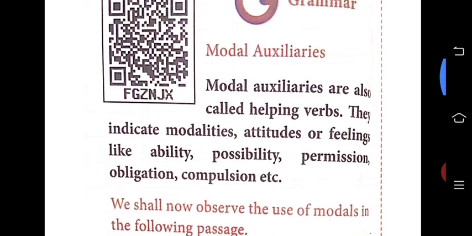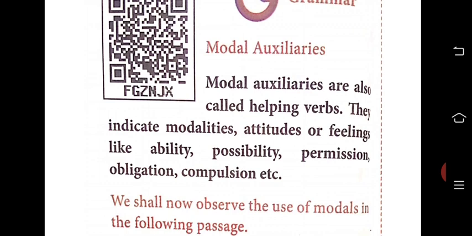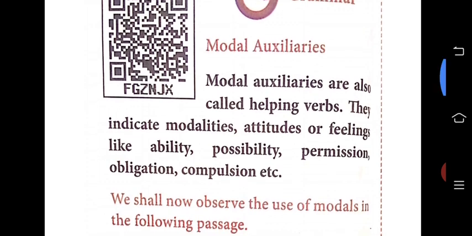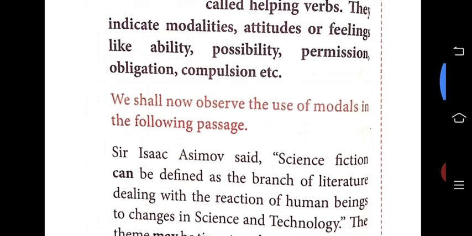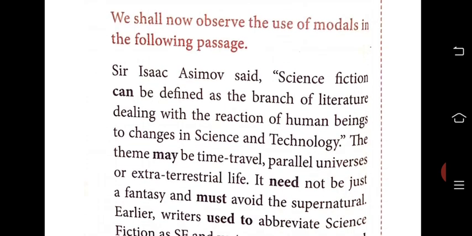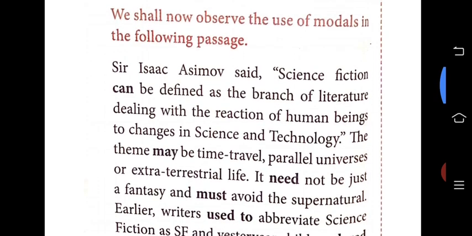Okay, so what is modal auxiliaries? It's very important. Modal auxiliaries are also called helping verbs. They indicate modalities, attitudes or feelings like ability, possibility, permission, obligation, compulsion, etc. Just before going to the rules, in your textbook they have given a passage, that will be helpful for you. We shall now observe the use of modals in the following passage.